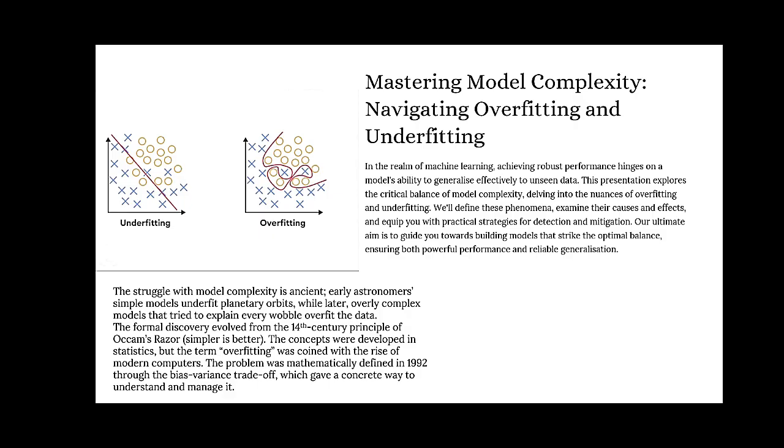This isn't a new problem. As we can see in the slide, the struggle with model complexity is ancient. Early astronomers had models that were too simple and underfit planetary orbits, while later models that tried to explain every single wobble ended up overfitting the data. The core idea is rooted in the 14th century principle of Occam's razor, which tells us that simpler is usually better. The term overfitting itself was coined with the rise of modern computers, and the problem was formally defined in 1992 through the bias-variance tradeoff, which we will discuss in detail later.